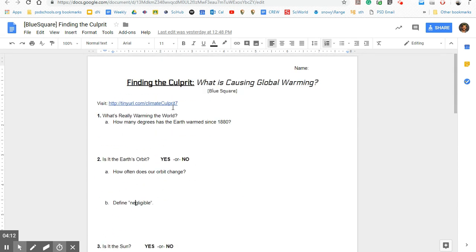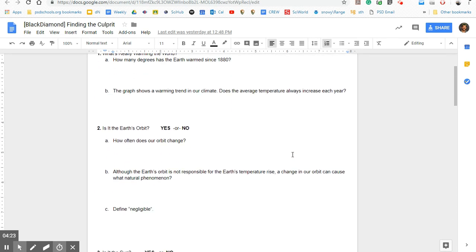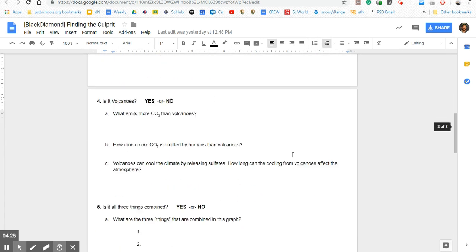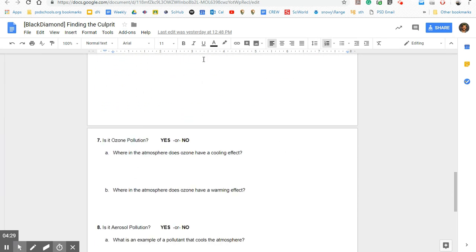But for those students that are ready to go, then the blue square is where they should begin. The blue square is going to ask them to dig in and get some information from the assignment. The black diamond is going to challenge them a little bit more. So I'm going to ask them some more questions that are going to ask them to read even deeper into the information. So this is one way you can use an online resource to build an assignment.